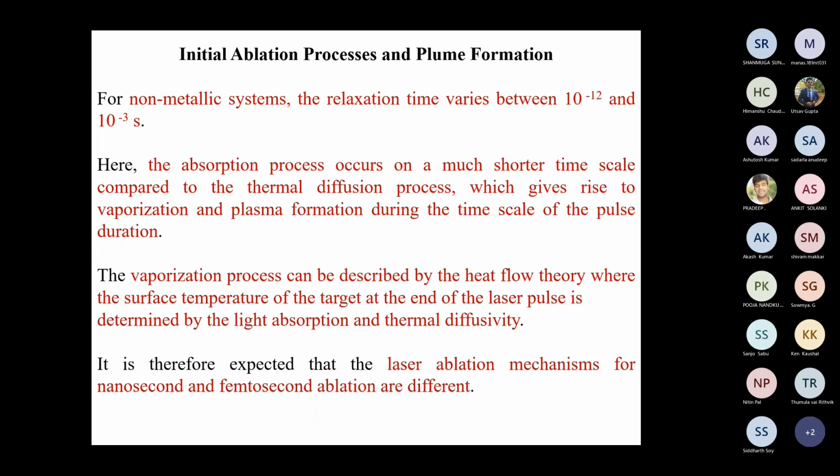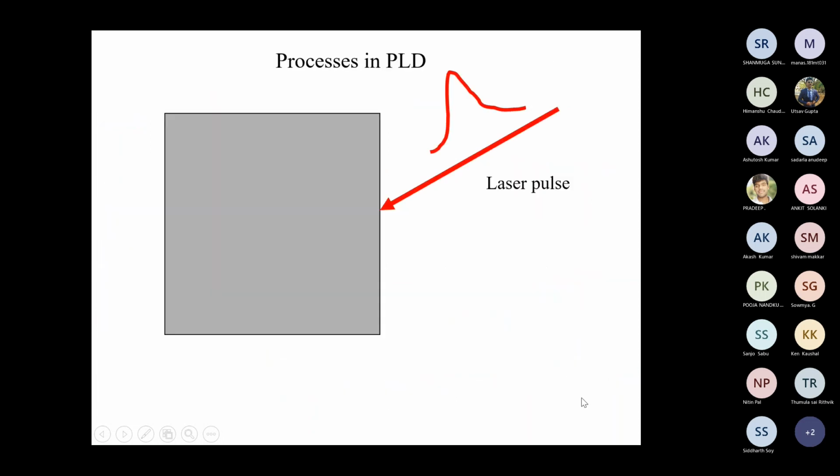So there are two processes. One is absorption, where any material can absorb the light, and the other is thermal heat diffusion. In this case absorption is happening, and through that this process proceeds. The vaporization process can be described by heat flow theory, where the surface temperature of the target at the end of the laser pulse is determined by light absorption and thermal diffusivity, and the laser ablation mechanisms for nanosecond and femtosecond pulses are different.